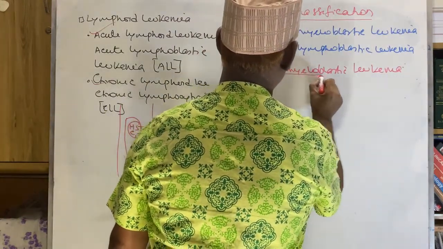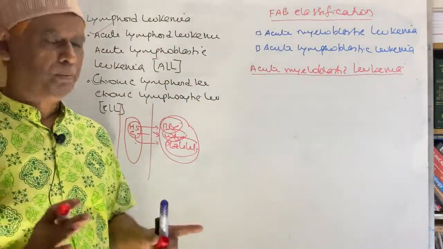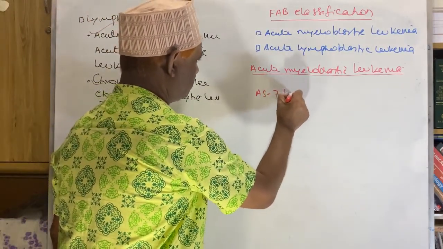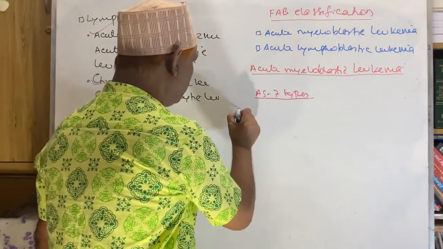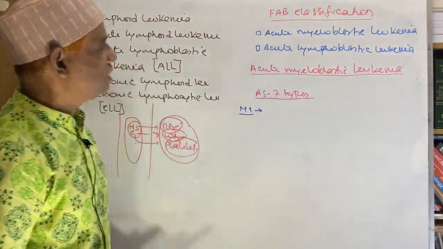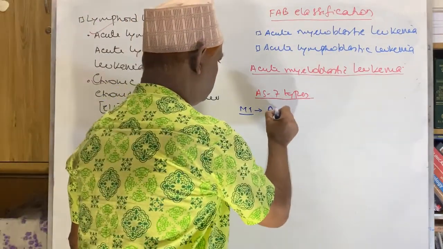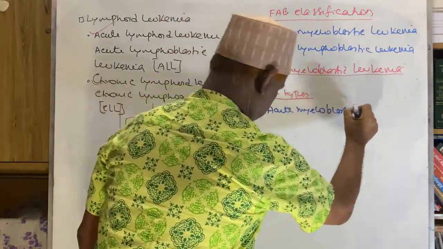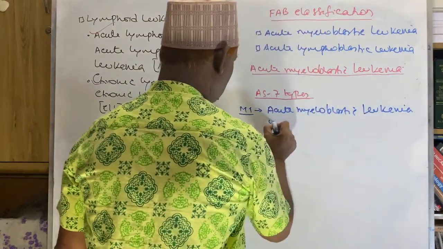Dear audience, acute myeloblastic leukemia in FAB classification is divided into seven types. Number one is called M1 acute myeloblastic leukemia. It is called acute myeloblastic leukemia without maturation.